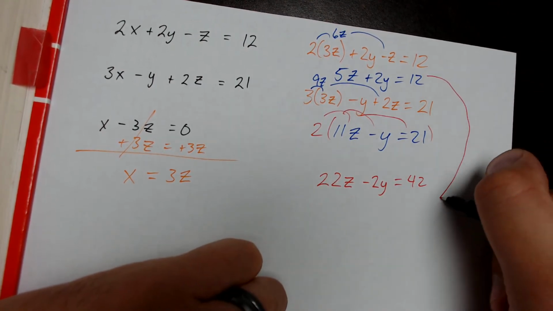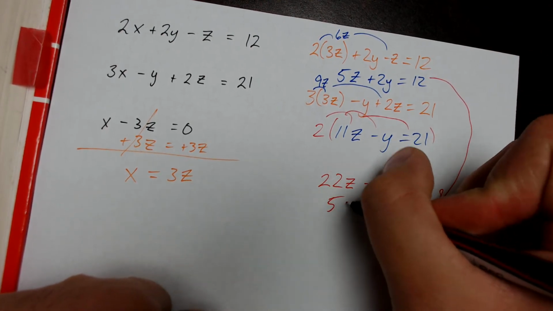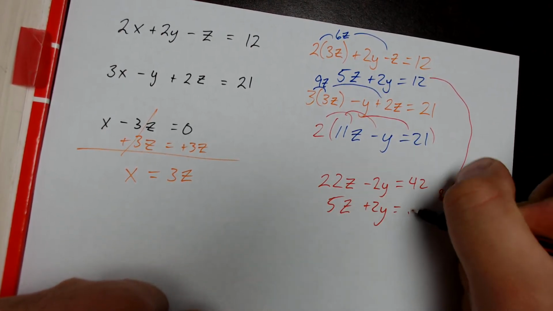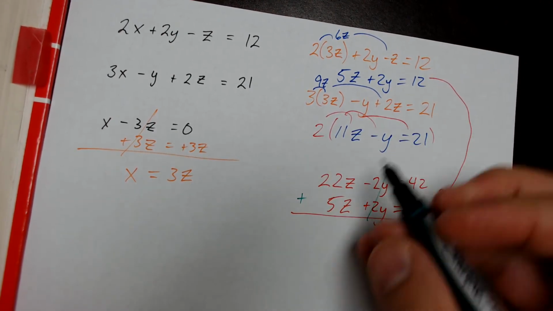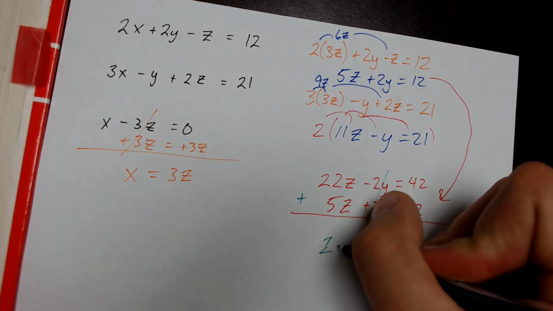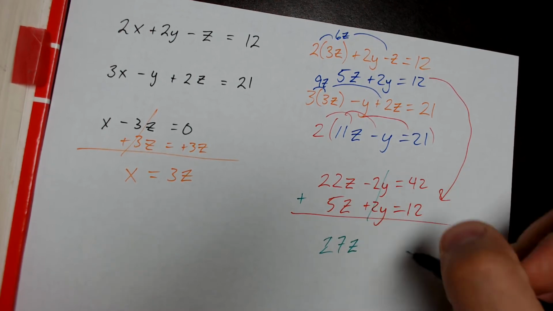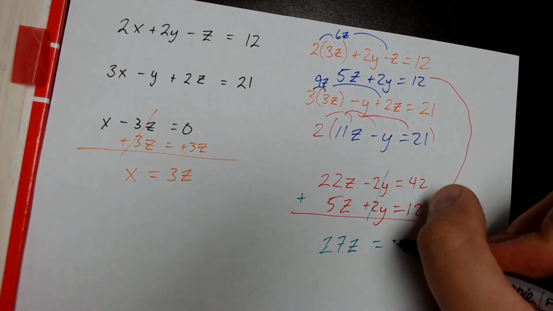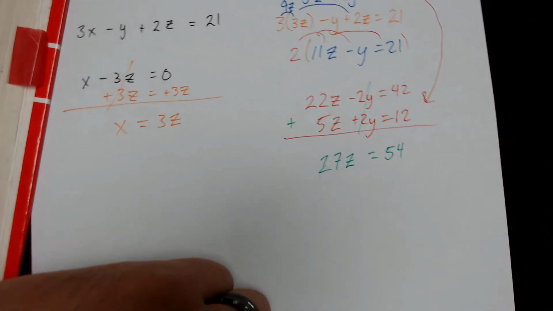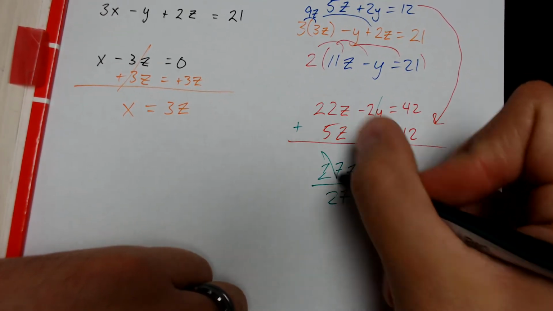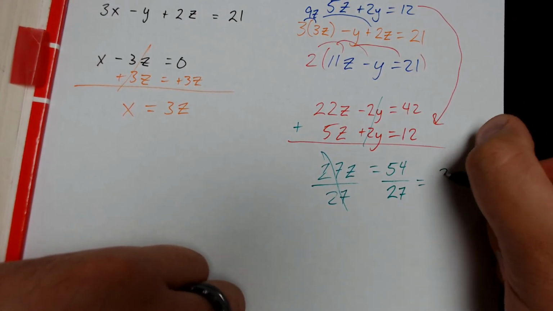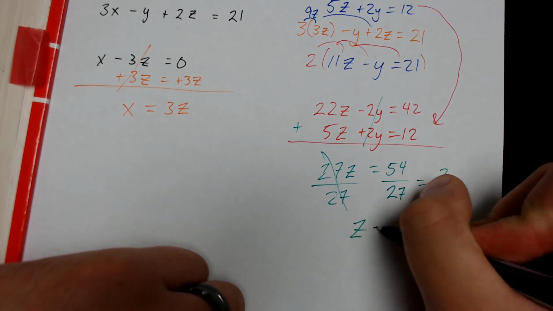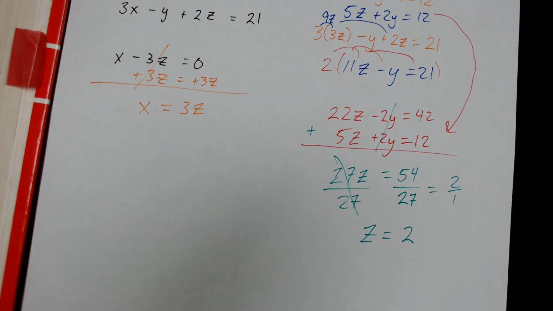And then I'll pull this equation from up top down here. 5z plus 2y equals 12. And I can now eliminate the y's. So I will add both of these equations to each other. The y's cancel. 22z plus 5z becomes 27z. 42 plus 12 becomes 54. I'm going to divide both sides by 27. And I will see that 27 goes into 54 exactly 2 times. So z is equal to 2.